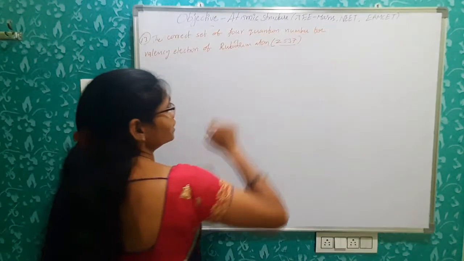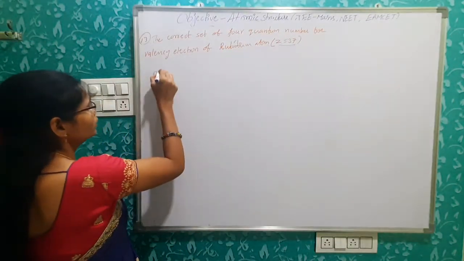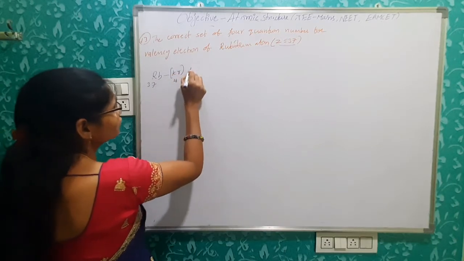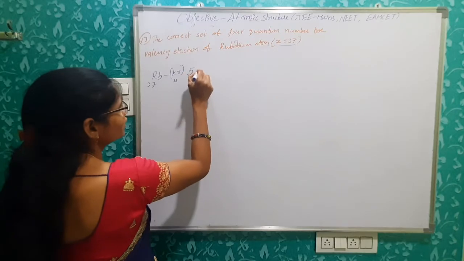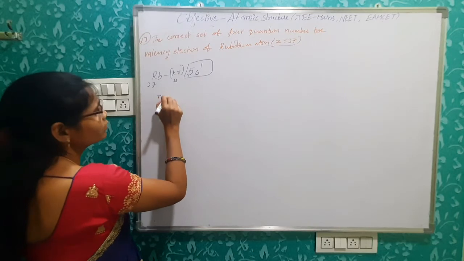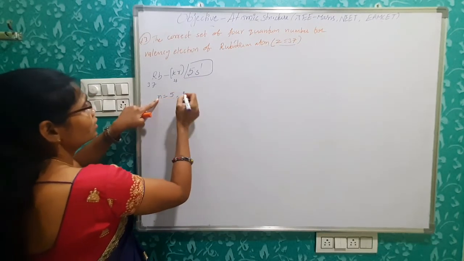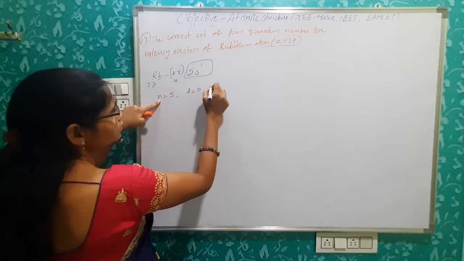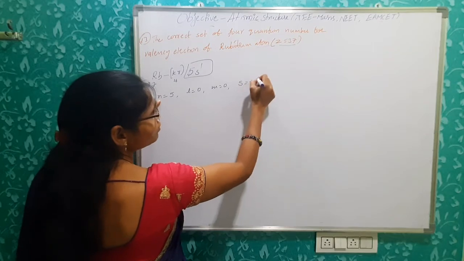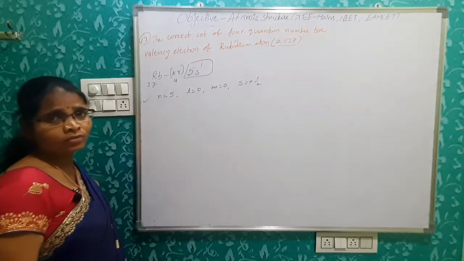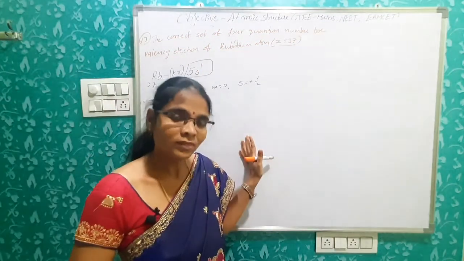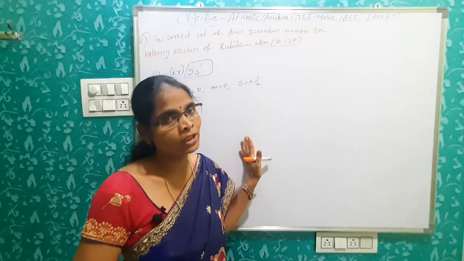The atomic number of rubidium is given as 37. So for rubidium 37, write down the configuration: krypton 36 over, then 5s1. So for this valency electron, write down the 4 quantum numbers: n equals 5. For the s orbital, l equals 0, m also 0. Spin quantum number, only 1 electron, plus half. So these are the 4 quantum numbers for the valency electron of the rubidium atom. Clear?